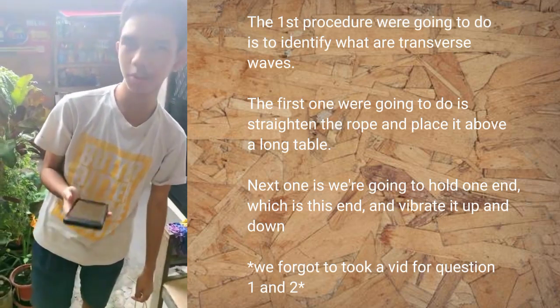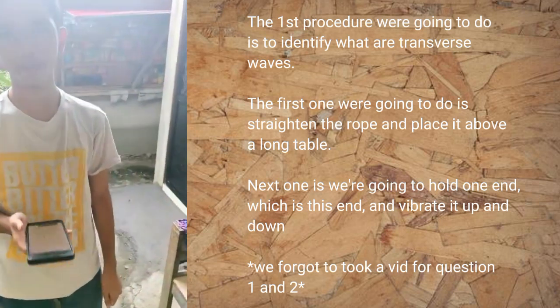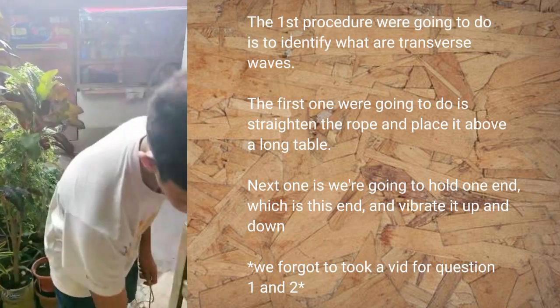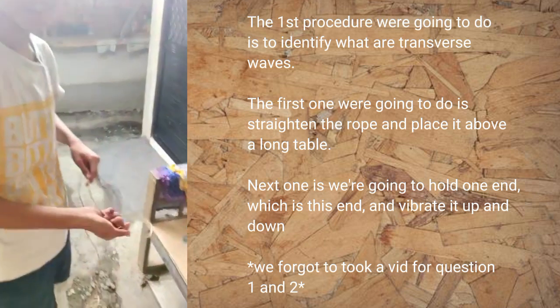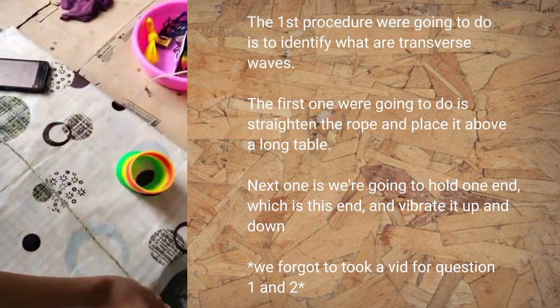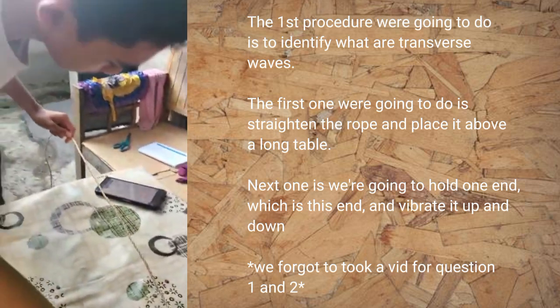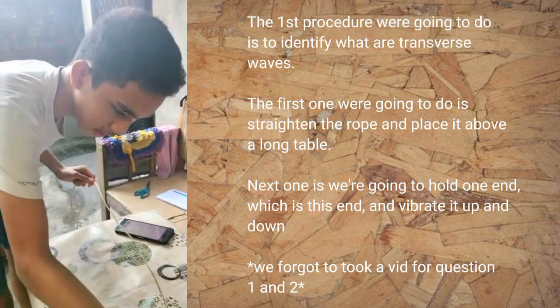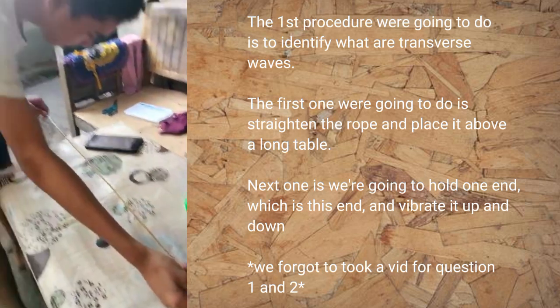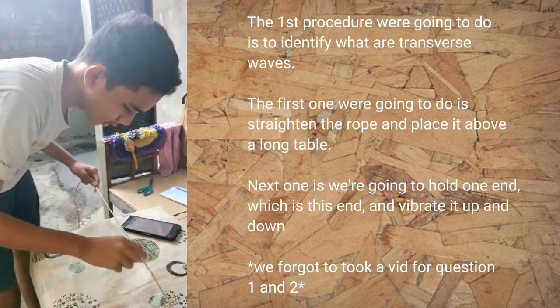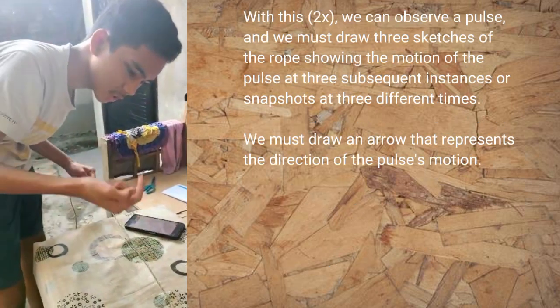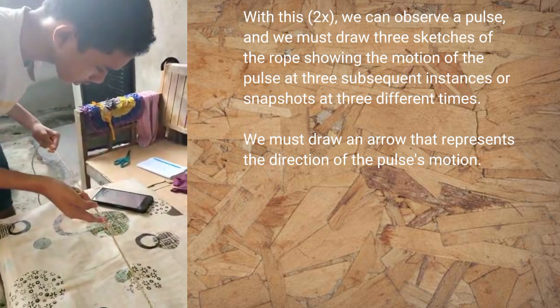The first procedure we're going to do is to identify what are transverse waves. The first one we're going to do is straighten the rope and place it above a long table. Next, we're going to hold one end of the rope and vibrate it up and down. With this, we can observe a pulse.